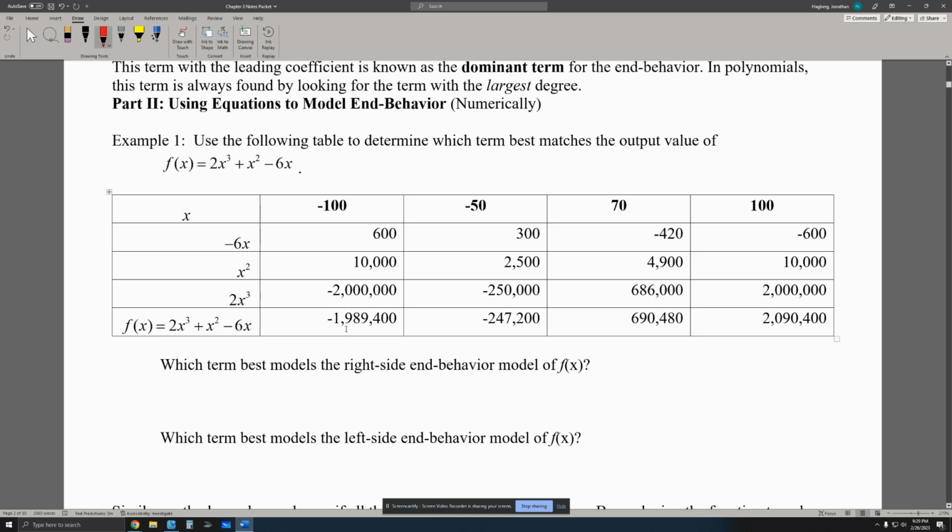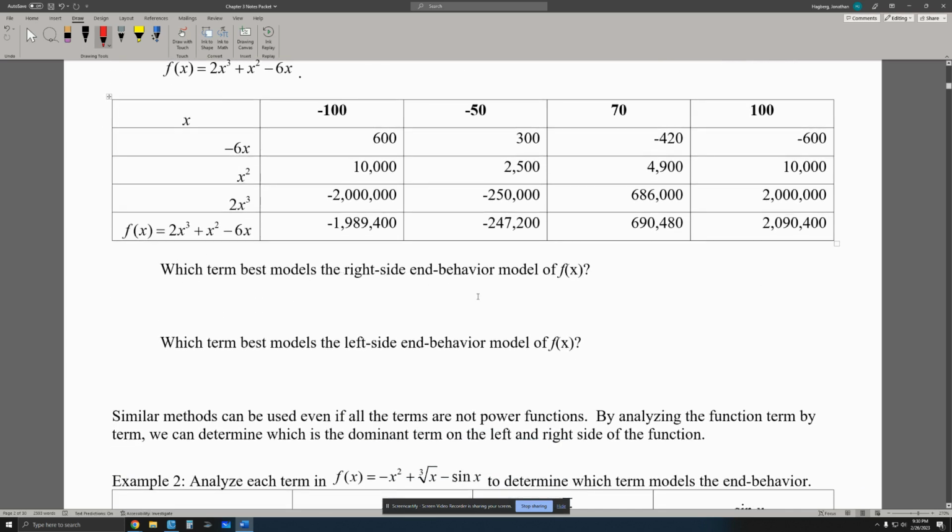Negative 2 million and negative 1.99 million are very close, relatively speaking. Same thing with negative 250,000 and negative 247,000 and so on. We can see that these values are relatively close to one another, certainly much closer than these other two terms are when we evaluate the function. So we find that this leading term, 2x cubed, has the greatest effect on what the function evaluates to. And this is what we call the dominant term rule.